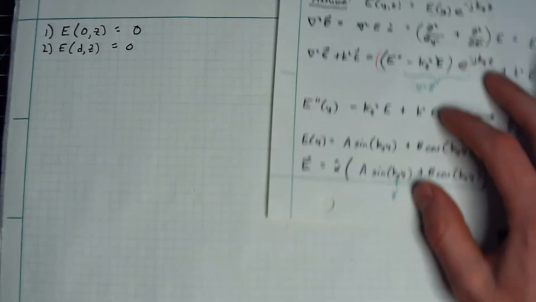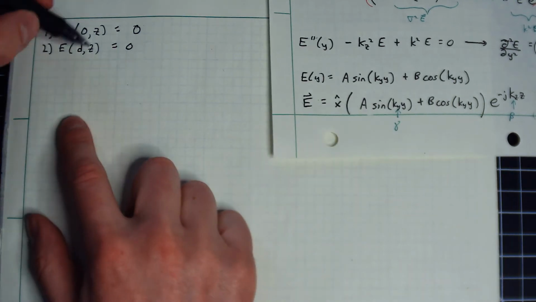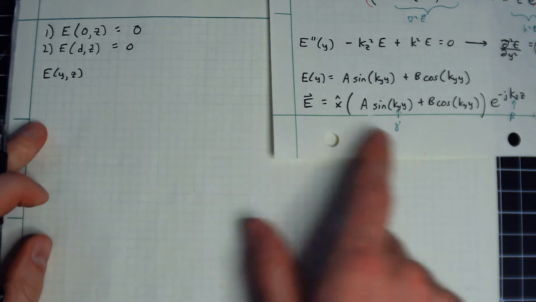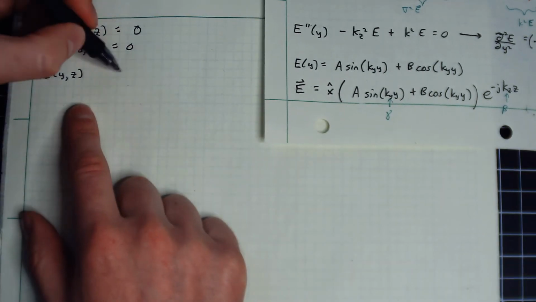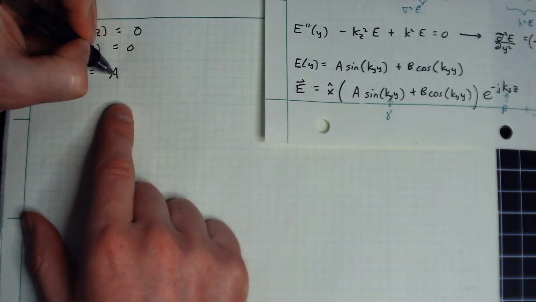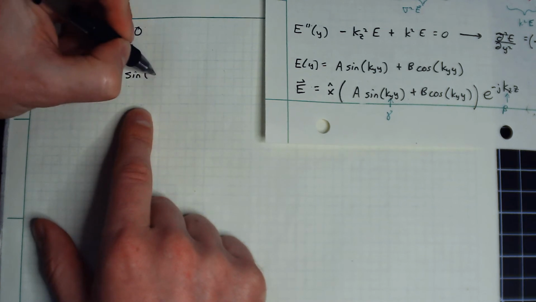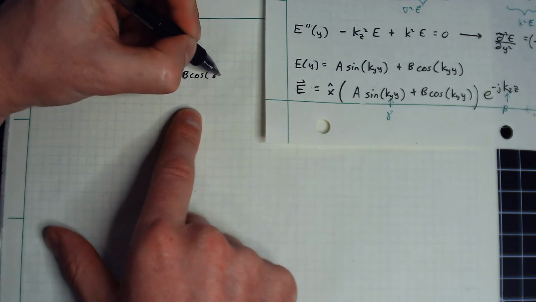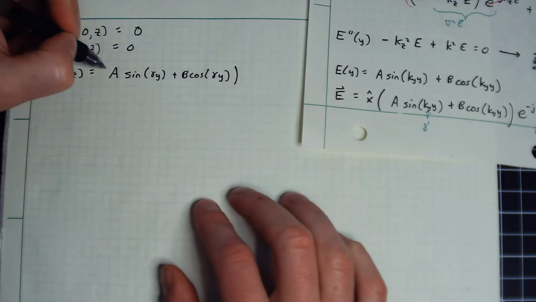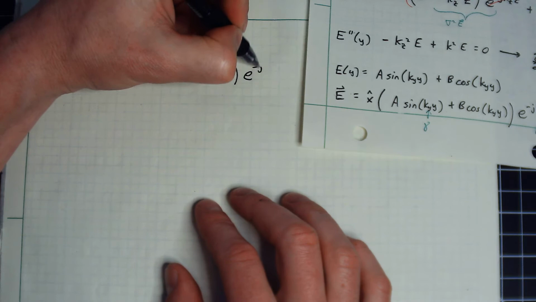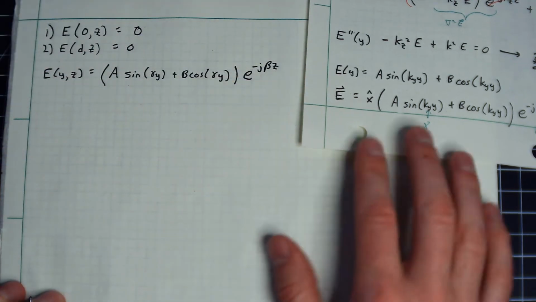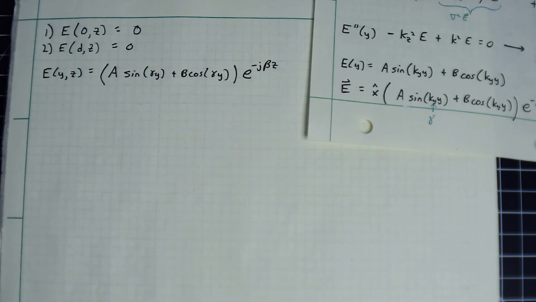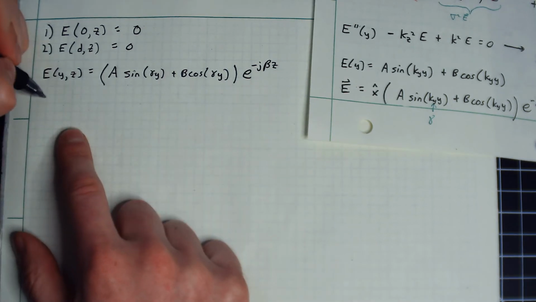So you look at my general form here. Let's write this out. E of y comma z, I'm just looking at the scalar function here, is equal to a sine of gamma y plus b cosine of gamma y, times e to the minus j beta z. So I've just rewritten this expression here, but in terms of my new propagation constants. And I'm going to now impose my boundary condition.